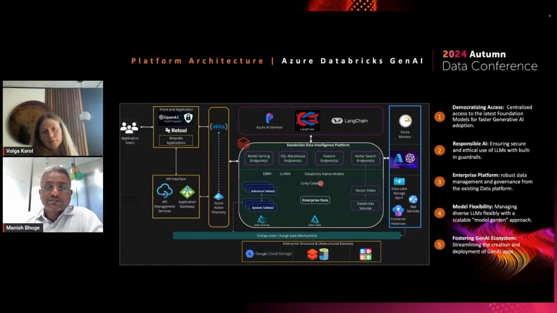Now, another thing which is very important to understand here is the inference tables and the system table, right? Underneath Databricks, these tables maintain the interaction with the endpoints which you see on the top. As we are putting a lot of governance here, we also need to understand which team is using which model at what time, what information they are sending, what tokens they are sending to the model, and how much they are accessing. All that information gets logged into the inference table and the system table.